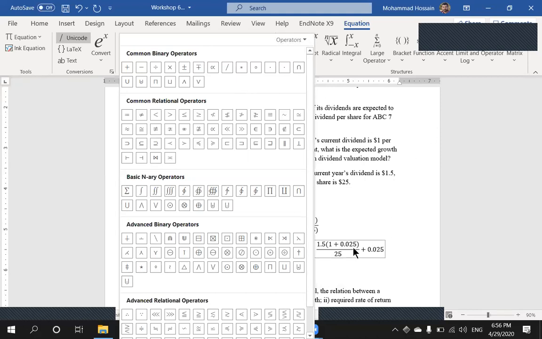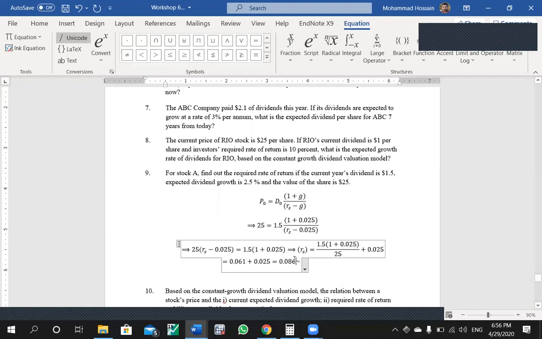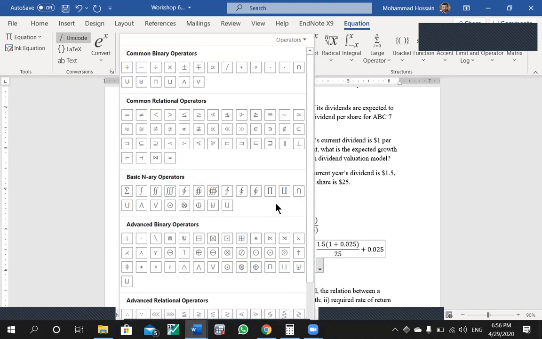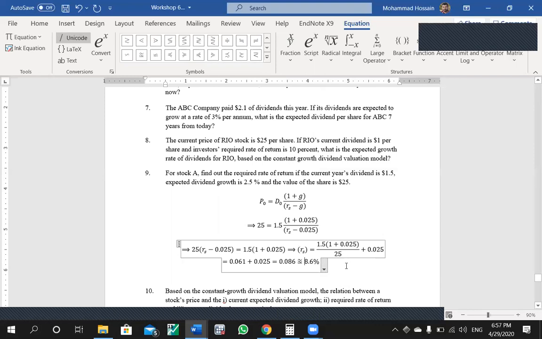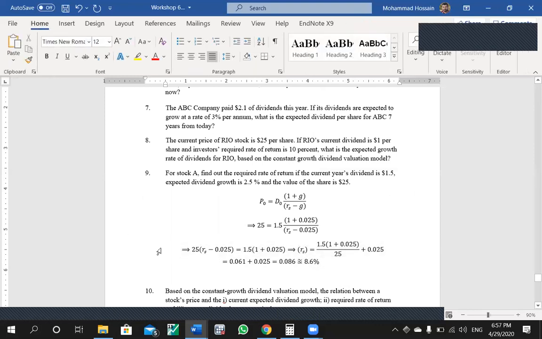So this one is 8.6%. Okay, so this is how we calculate number 9.